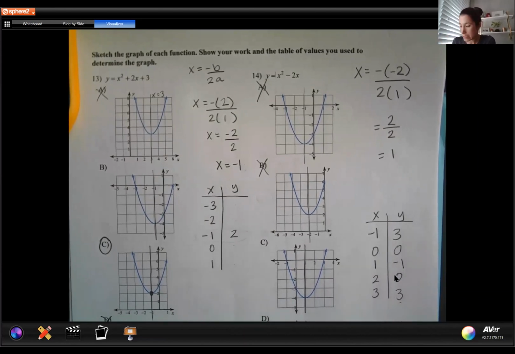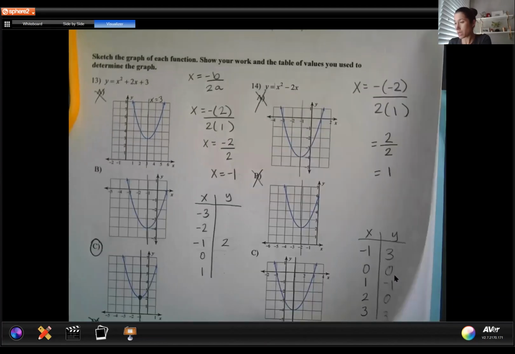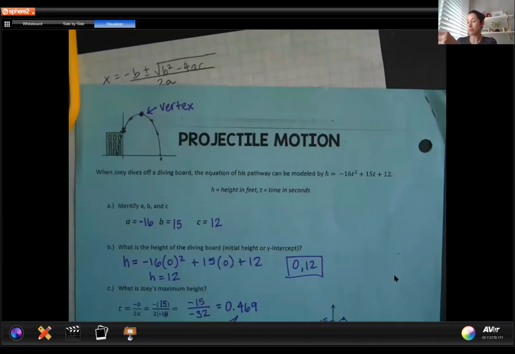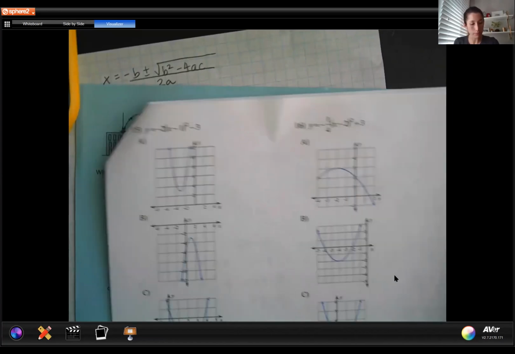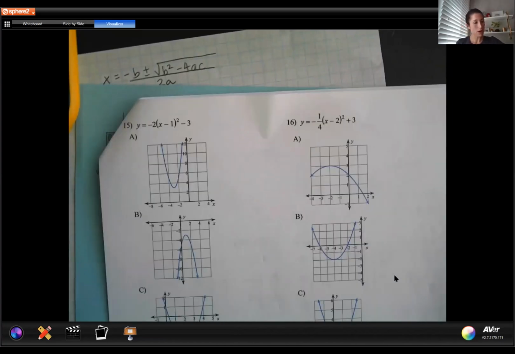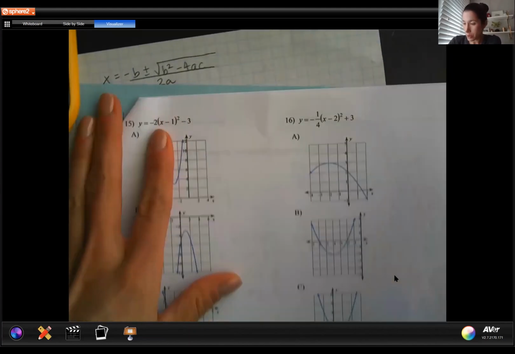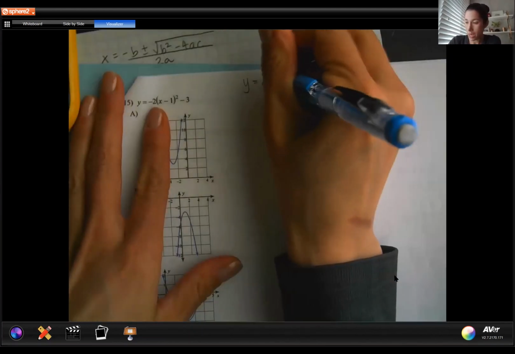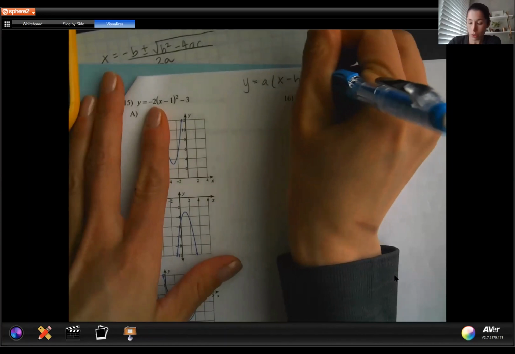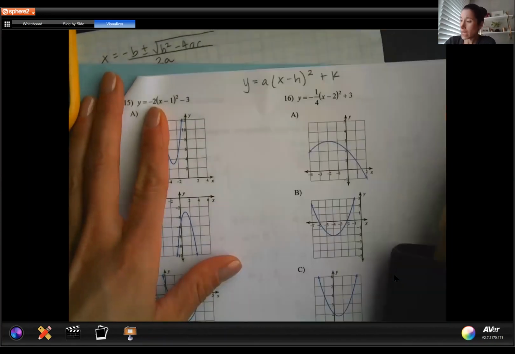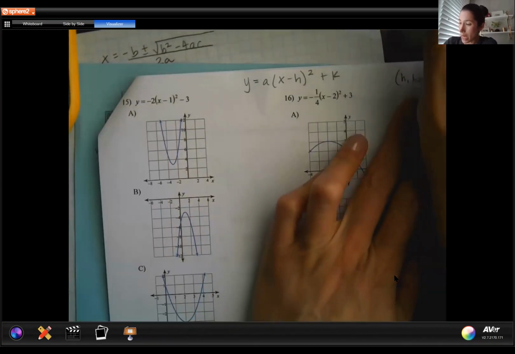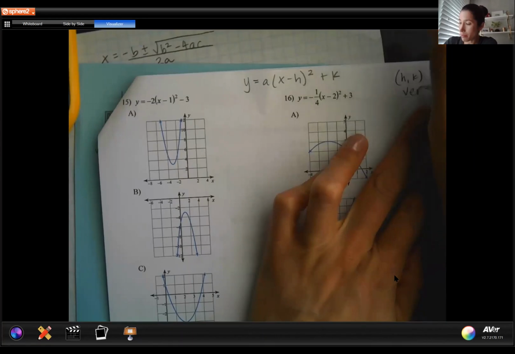So that's the graphs. On our next page, we have 2 more graphs, but these graphs are in what we call vertex form. So if I look here, vertex form, just a reminder for that, is y equals a times x minus h in parentheses squared plus k. Remember, h comma k is the vertex point.